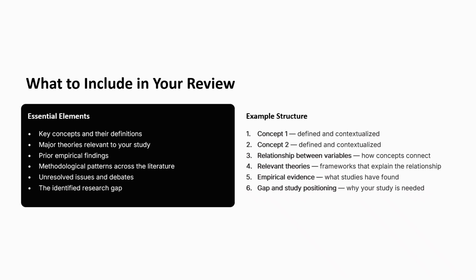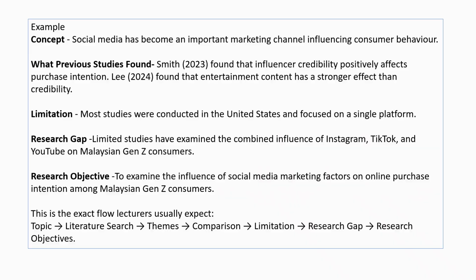A typical structure starts by defining major concepts, then discussing relationships among variables, presenting theoretical frameworks, reviewing empirical evidence, and concluding with the justification for the proposed study. Example: concept. Social media has become an important marketing channel influencing consumer behavior. What previous studies found? Smith, 2023, found that influencer credibility positively affects purchase intention. Lee, 2024, found that entertainment content has a stronger effect than credibility.